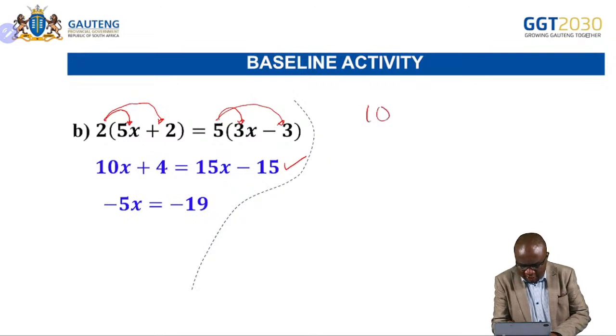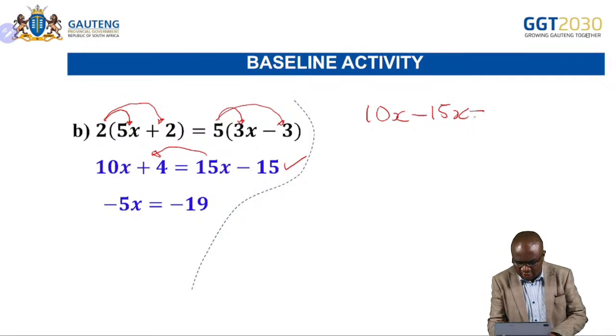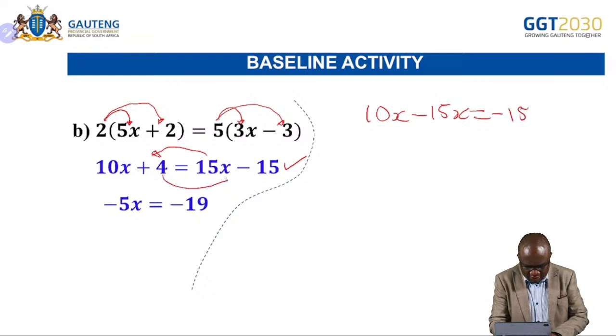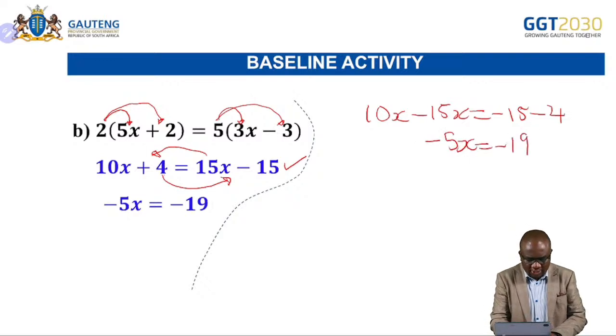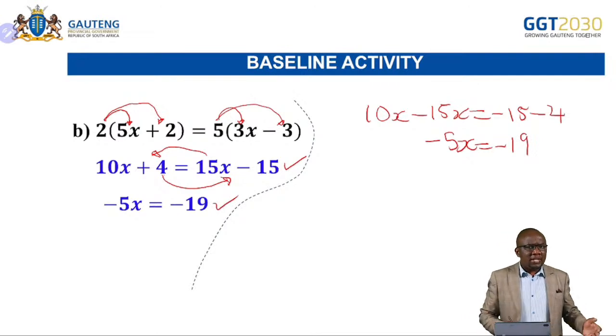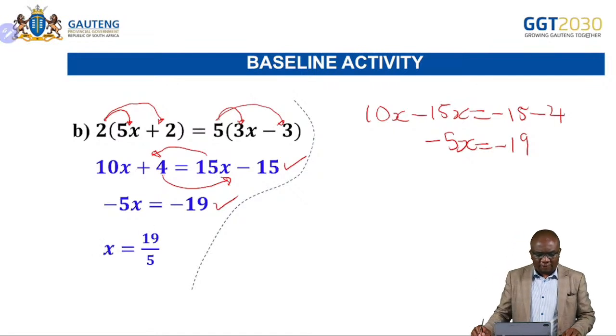We have 10x minus 15x. You see that? This 15x is transposed to the left hand side, becomes negative 15x, and then it's equals to negative 15, and then we bring this 4 this side, becomes negative 4. Then 10x minus 15x is negative 5x equals negative 19. That's what we have here. And then what we do on both sides, we divide by negative 5.